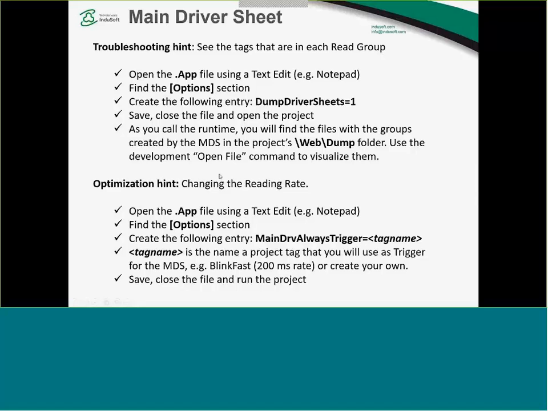And the optimization hint is you can change the reading rates of the main driver sheet. Again, you just open the app file using a text editor, go on Options, and type main DRV always trigger, and you put a tag name. So right now, we are reading every 600 milliseconds. So we have an internal tag called blink fast that reads every 200 milliseconds. Or you can create your own. Save and run the project.